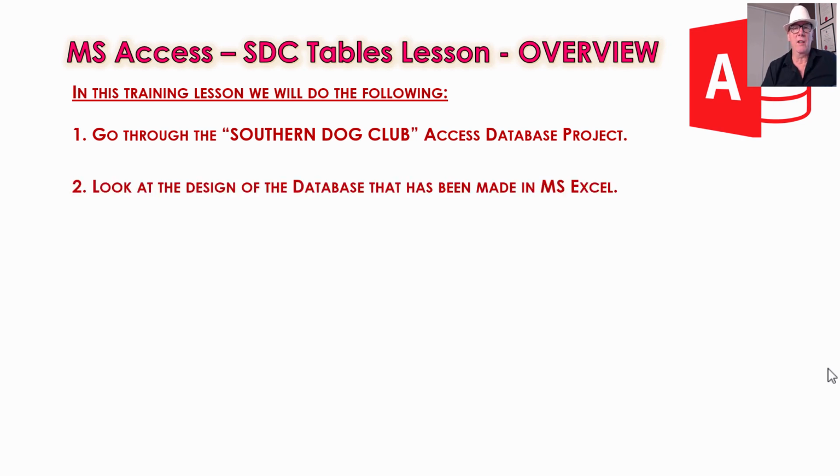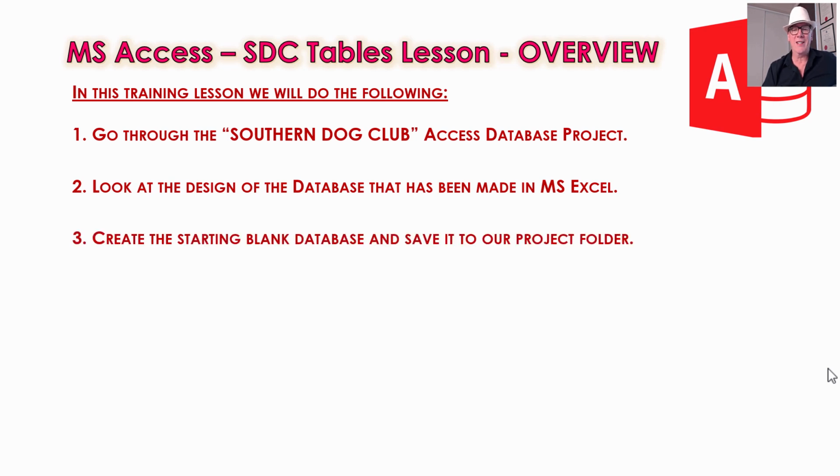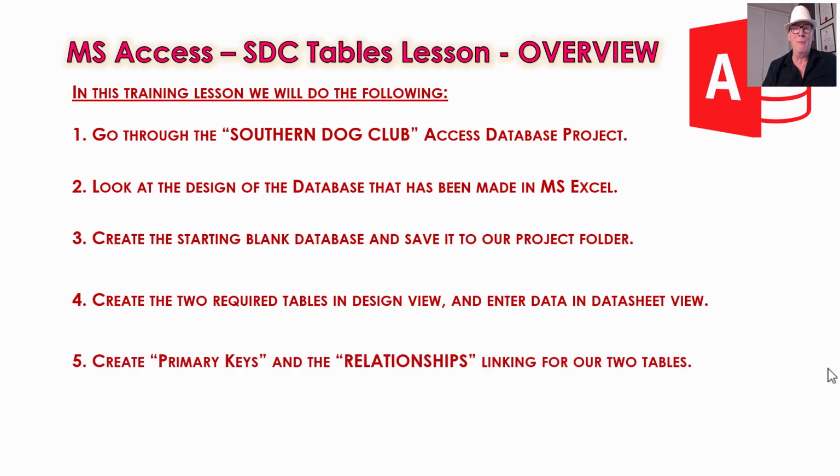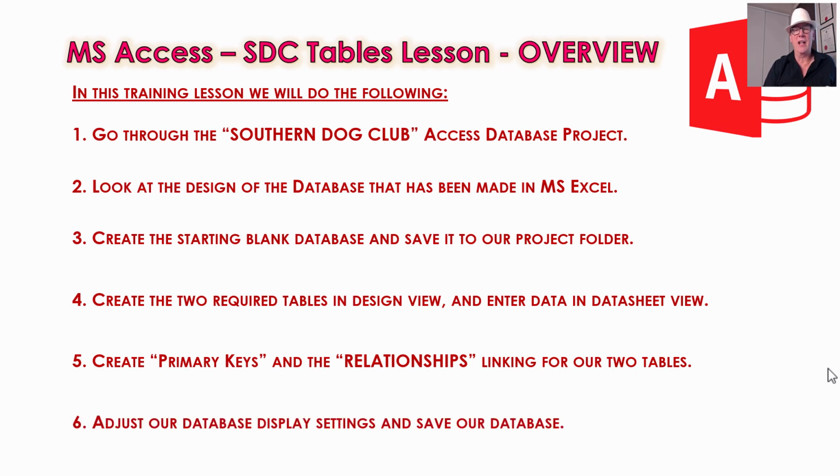So we're going to look at the design of the database in this lesson that we've designed in Microsoft Excel. We will actually create the blank database and the two tables we need and get a project folder set up. We're going to create the two required tables in Design View and put some data into those tables, create primary keys and relationships for the tables. So this lesson is all about setting up a database and setting up the tables, which is a very foundational structure of your database. And we'll adjust the display settings and then we'll finally save our database at the end of the lesson.